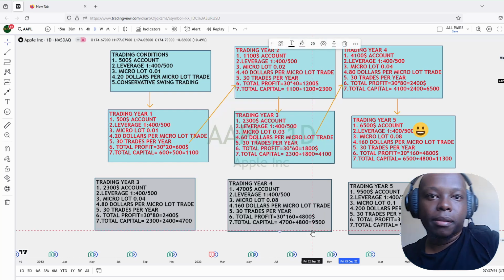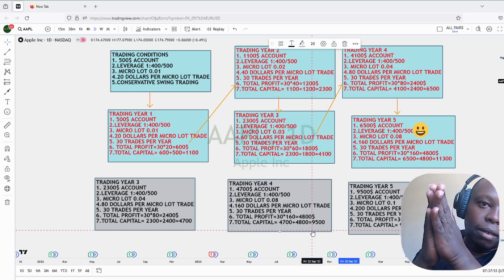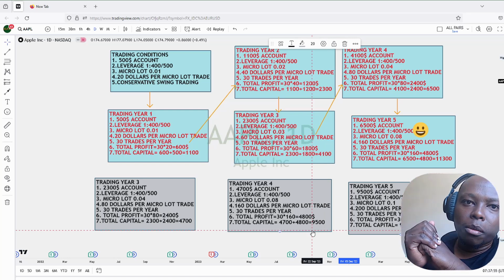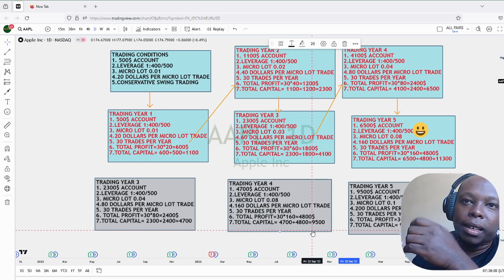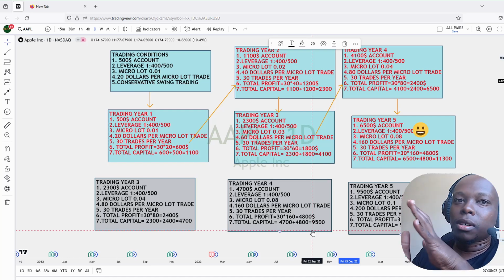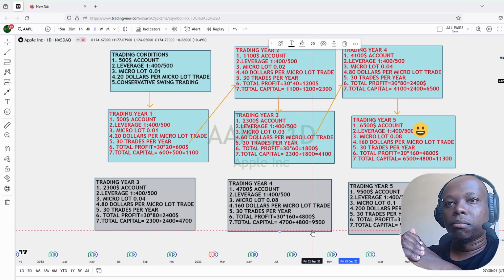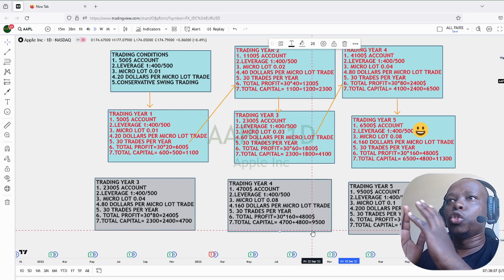Yep, that's it. So conservative, you can go from 500 to 10,000. Slightly more aggressive, you can go from 500 to 13,000. Aggressive, you can go from 500 to around 15,000. But what is of importance is that you do not force trades.